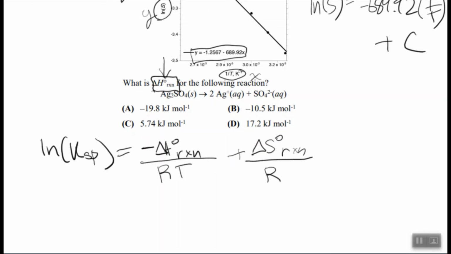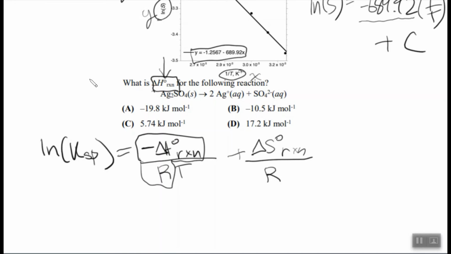Now this is the equation, and normally what you would do to find delta H is find the slope of the graph, which would be negative delta H over R, and all you would do from there is set it equal to the slope, which is negative 689.92, and you would get delta H. But that's not what we're supposed to do here.